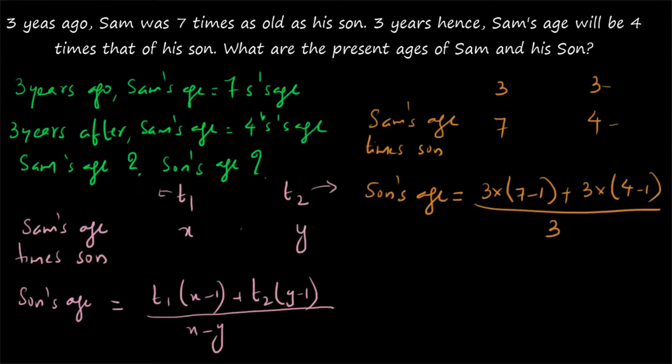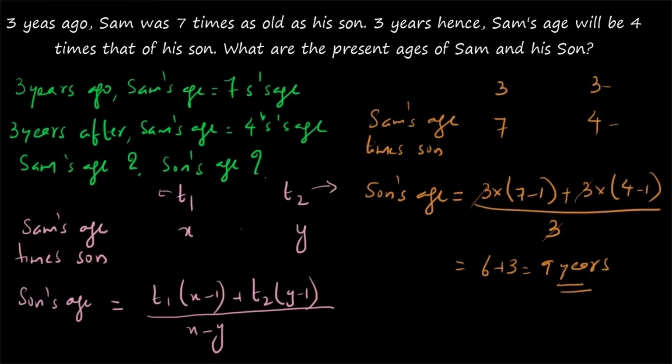Here I am telling ratio: 7 is to 1 and 4 is to 1. For easiness I am saying ratio, but it is the number of times: 7 times that of son's age and 4 times that of son's age. You can cancel out 3 from the numerator and the denominator. So your answer will be 6 plus 3, which gives you 9 years. So 9 years is the present age of son. Son's present age is equal to 9.